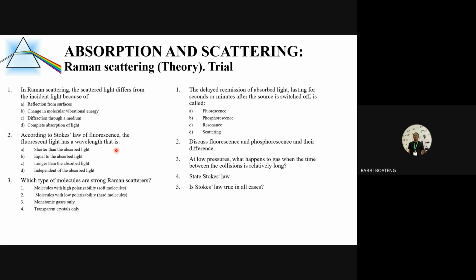So in Raman scattering, the scattered light differs from the incident light because of.